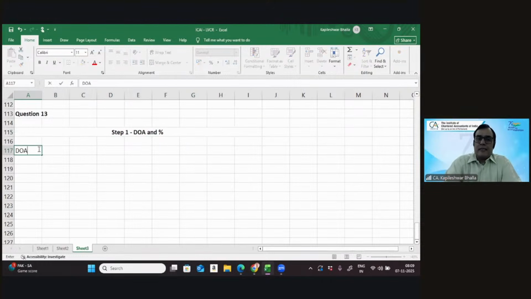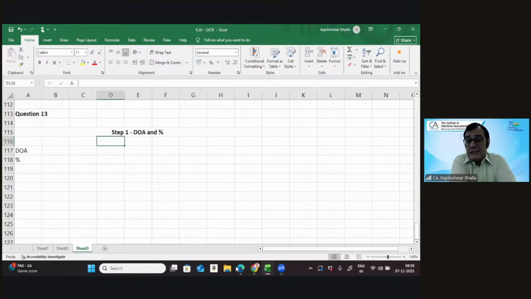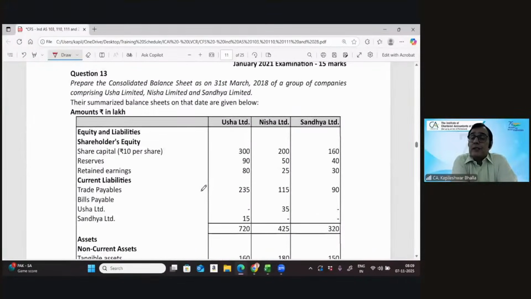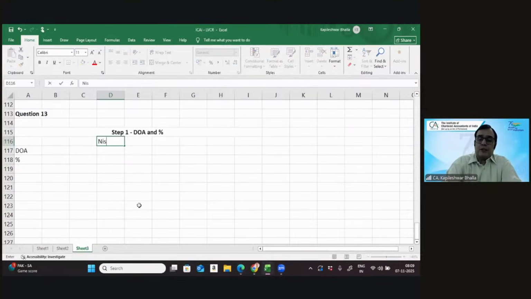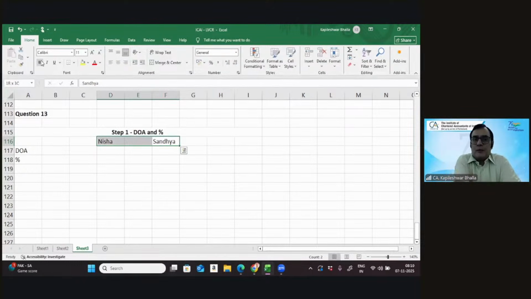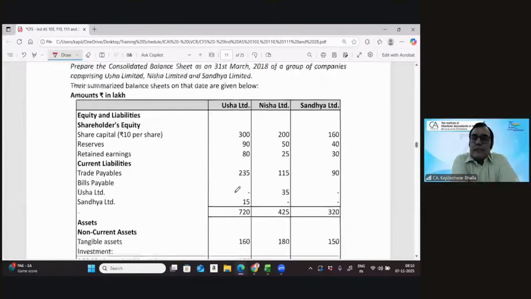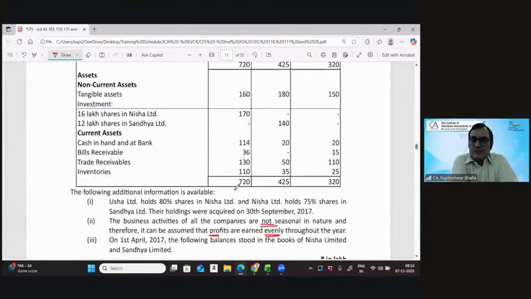So let's look at the date of acquisition and the percentage. And we need to do this for the two companies separately. The two companies, one is Nisha and one is Sandhya. So we've got Nisha and we've got Sandhya. These are the two companies in which we need to get the percentages. Usha has got shares in Nisha and Nisha has got shares in Sandhya. So let's identify the percentages.